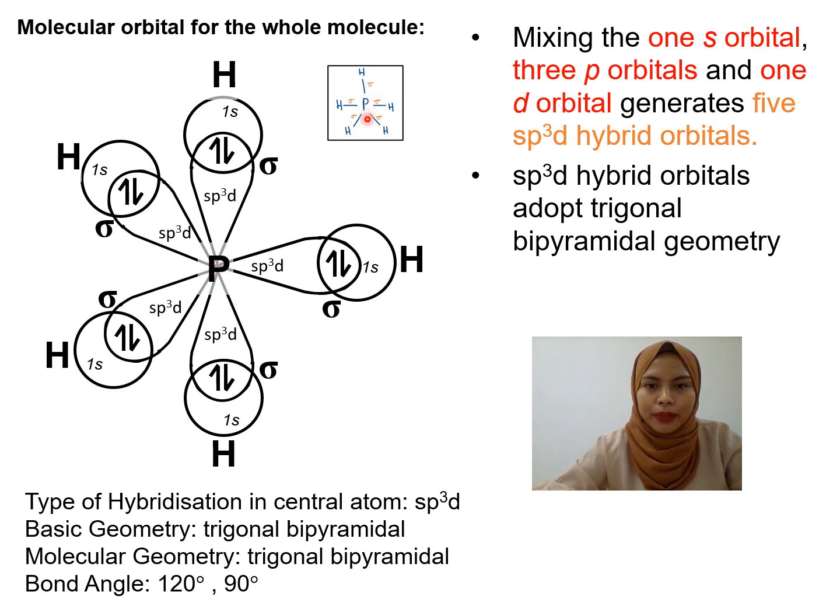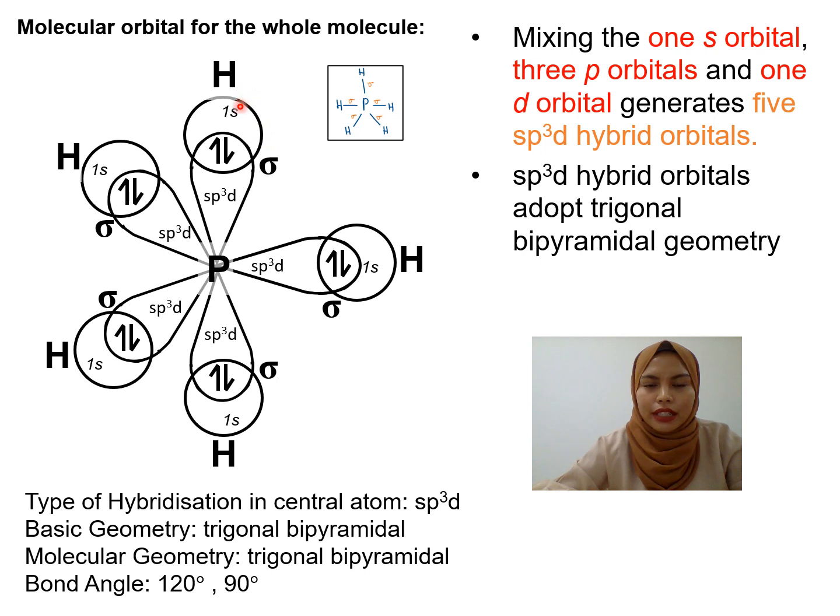Okay, so this is how the orbitals of your PH5 molecule will look like, where P has sp3d hybrid orbitals. So what is the shape of the sp3d hybrid orbitals? The shape is supposed to look like a trigonal bipyramidal. Okay, and then it will make sigma overlap with hydrogen atoms, each of the 5 hydrogen atoms.